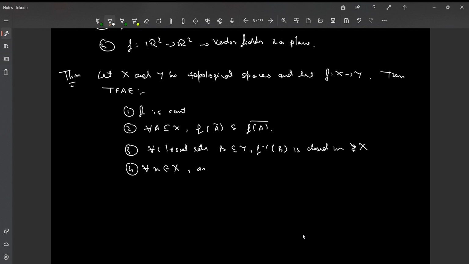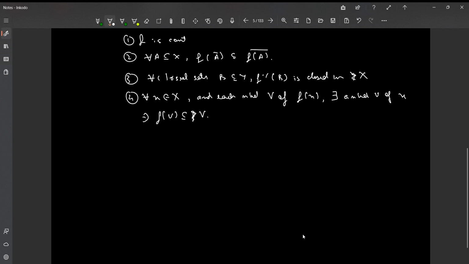And number four: for all small x in capital X and each neighborhood V of f(x), there exists a neighborhood U of x such that the image of U is completely inside V. So let's explore each of these properties one by one.